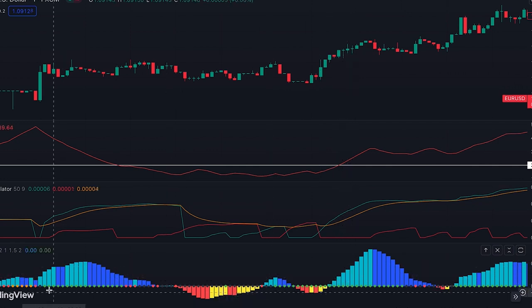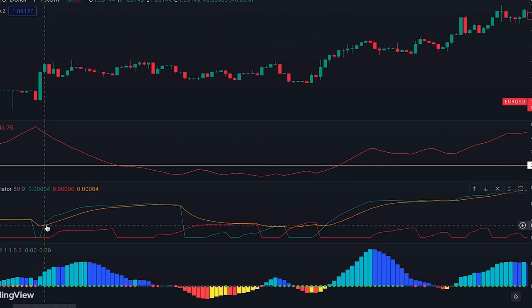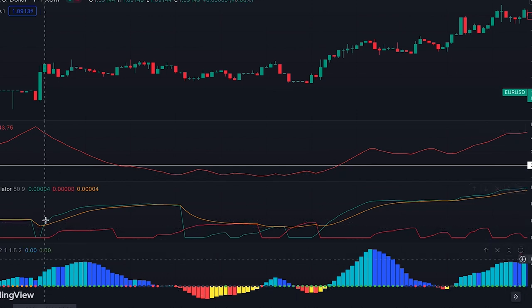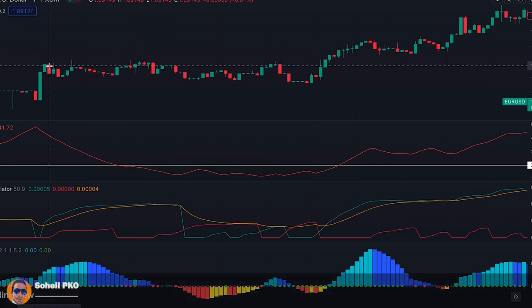Alright, so here we got a green dot, the histogram is above 0, and in the Andean oscillator the green line is above the orange line, and finally we must check ADX. ADX must be above 20, so the long position signal here is confirmed and we can enter a long position here as this new candle is opened.